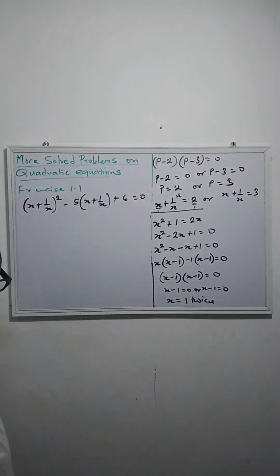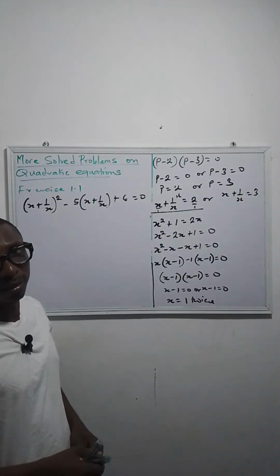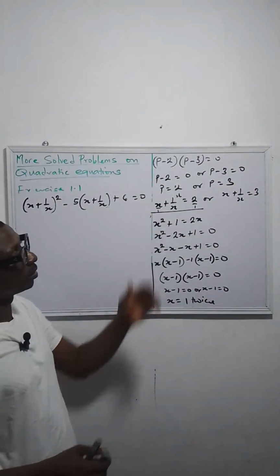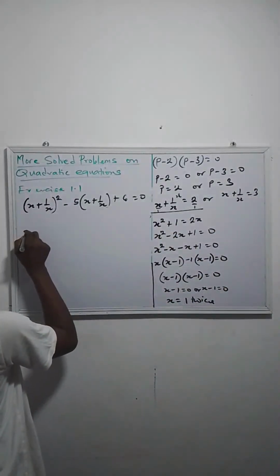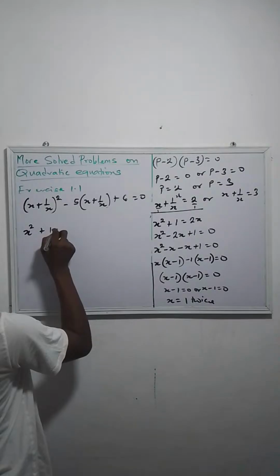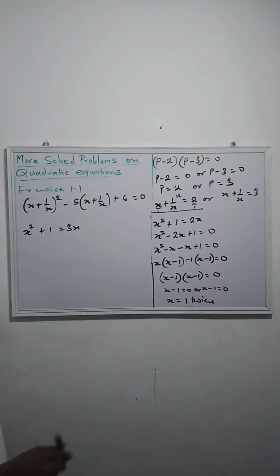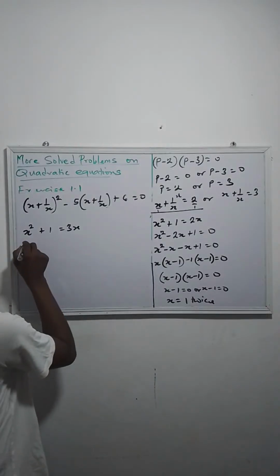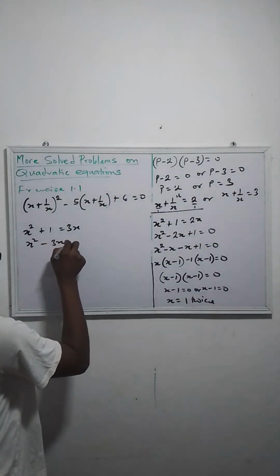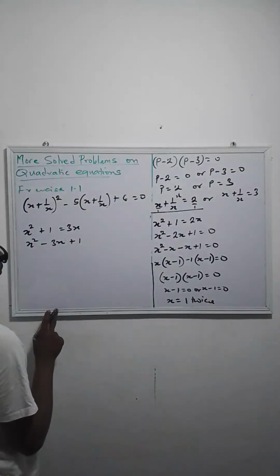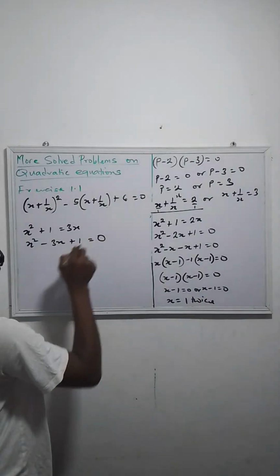Yes, you have this equation. So you multiply this equation by the LCM of the denominator, the way we did here. You multiply this by x, this, and this. So we have x squared plus 1 equals 3x. When you multiply through by x, that is the same thing as x squared minus 3x plus 1 equals 0.